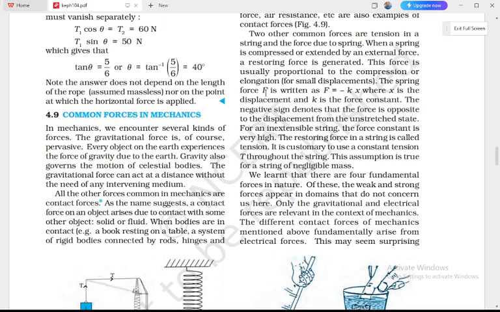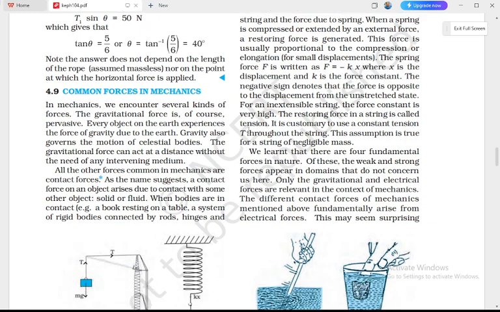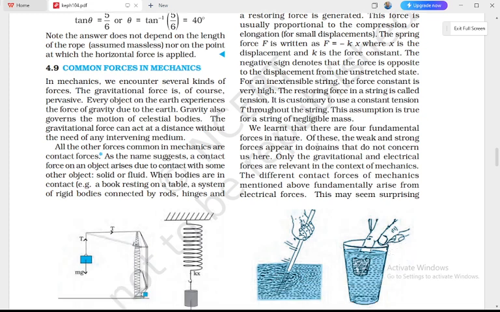Two other common forces are tension in a string and the force due to a spring. When a spring is compressed or extended by an external force, a restoring force is generated. This force is usually proportional to the compression or elongation. The spring force F is written as F equal to minus kx, where x is the displacement and k is the force constant. The negative sign denotes that the force is opposite to the displacement from the unstressed state. For an inextensible string, the force constant is very high. The restoring force in a string is called tension. It is customary to use a constant tension T throughout the string. This assumption is true for a string of negligible mass.